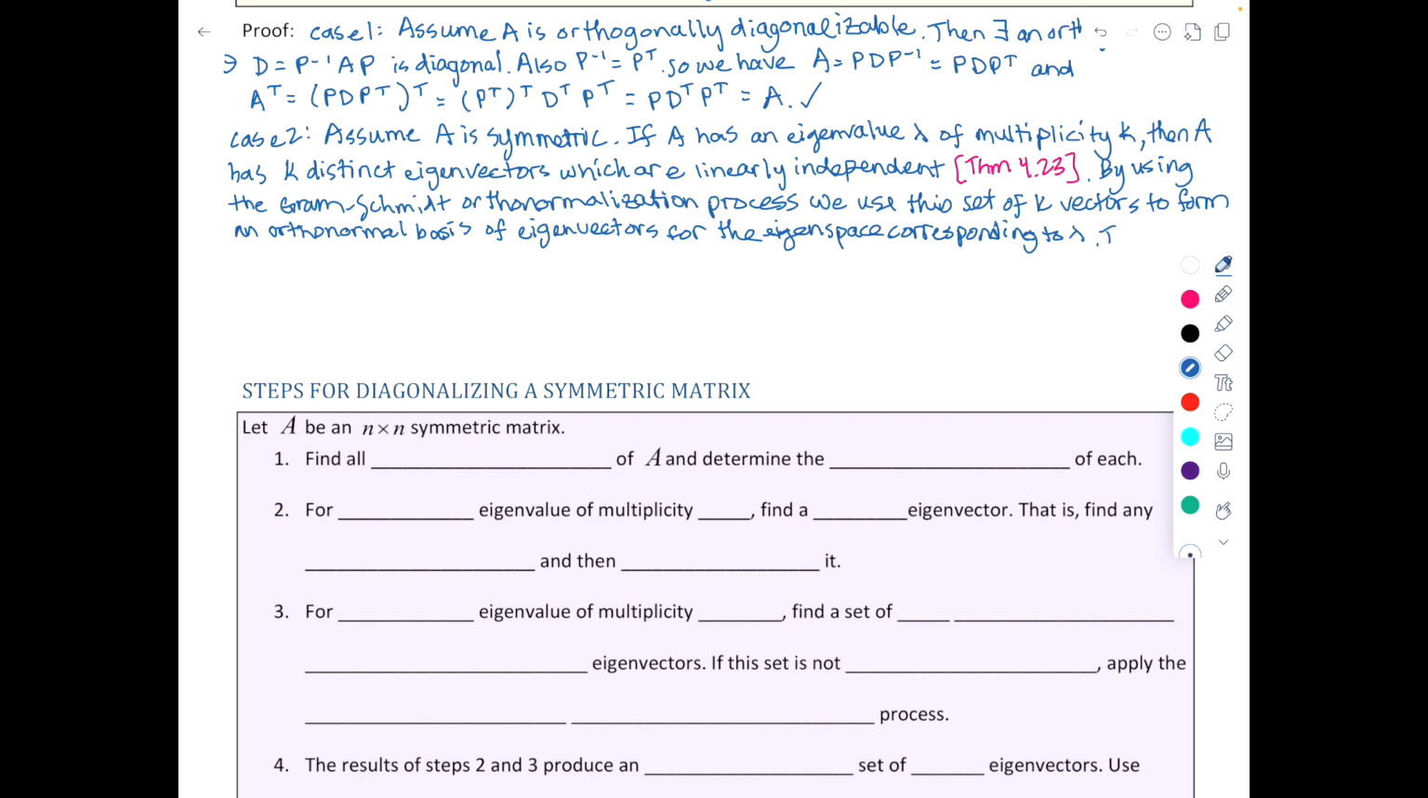Then you kind of rinse and repeat, right? Then repeat this process for the remaining eigenvalues.